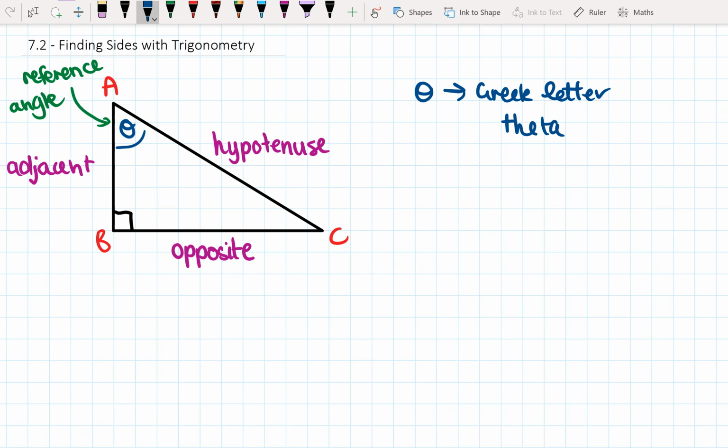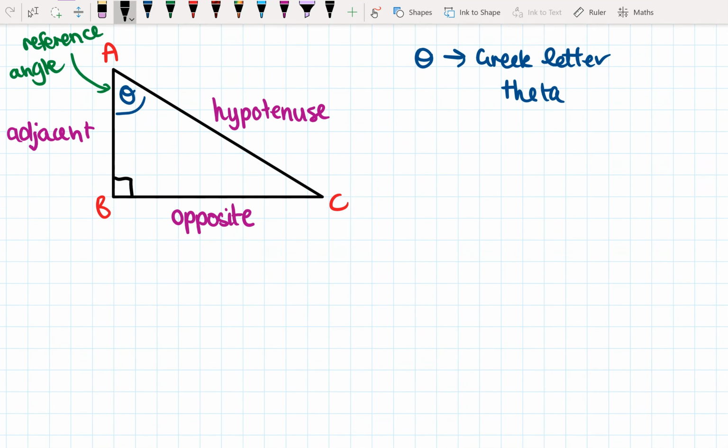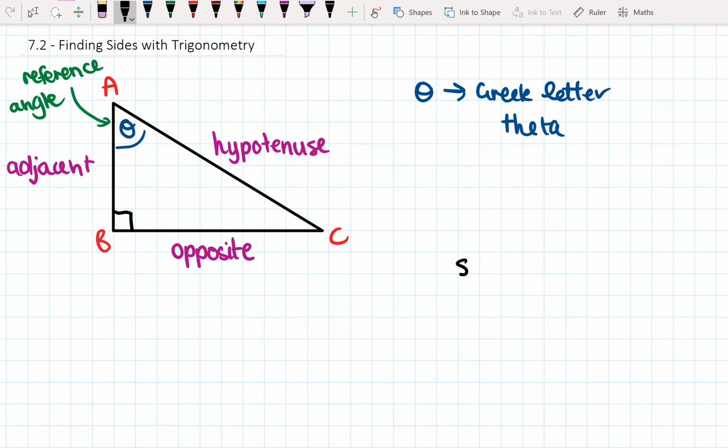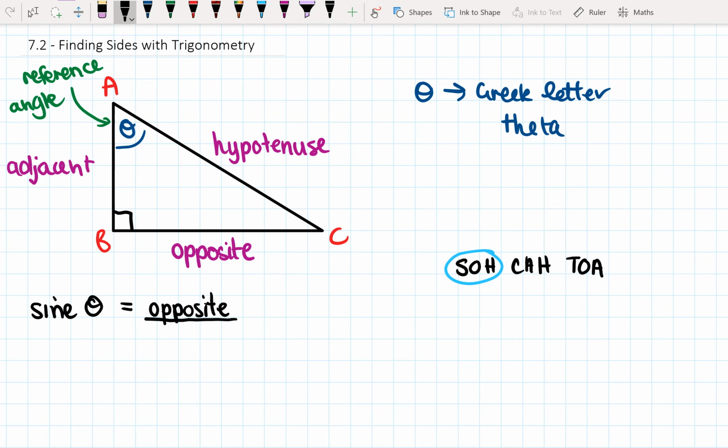So what are our trig ratios? We have this really nice saying that we use, and that saying is SOH CAH TOA. So SOH CAH TOA. Okay, and this is a mnemonic so that we can memorize the formulas that we need here. So, for example, SOH means S stands for sine. Okay, and we say the sine of theta is equal to OH, and that means opposite divided by hypotenuse.